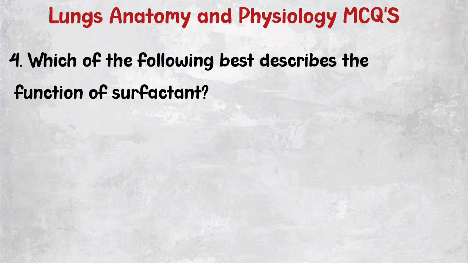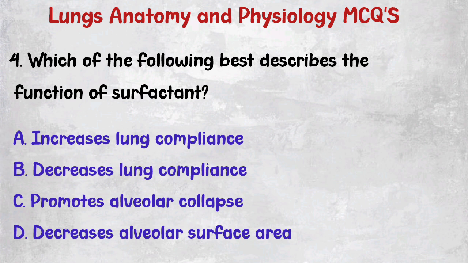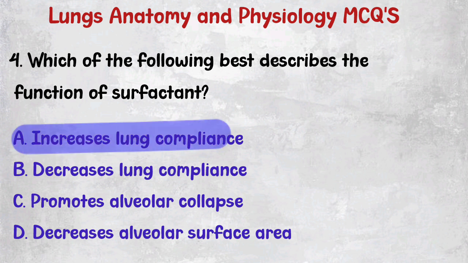Question number 4. Which of the following best describes the function of a surfactant? We have A, increases lung compliance, B, decreases lung compliance, C, promotes alveolar collapse, and D, decreases alveolar surface area. The answer should be A, increases lung compliance. The surfactant reduces surface tension in the alveoli, making it easier for the lungs to expand. So it increases the lungs compliance.